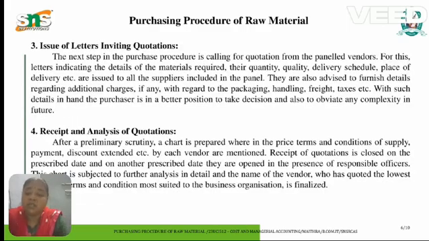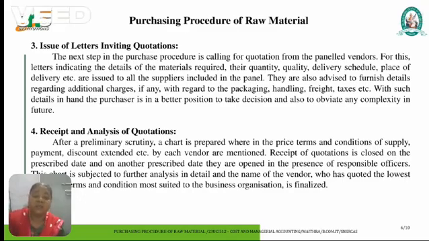The next one is issue of letters inviting quotations. The next step of the purchase procedure is calling for quotations from the paneled vendors. For this, letters indicating the details of materials required, the quantity, quality, delivery schedule and place of delivery are issued to all the suppliers included in the panel. They are also advised to furnish details regarding additional charges for packing, handling, freight charges, etc., so that decision making can be done in a proper manner.